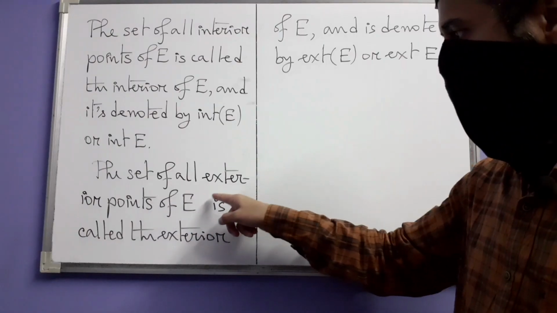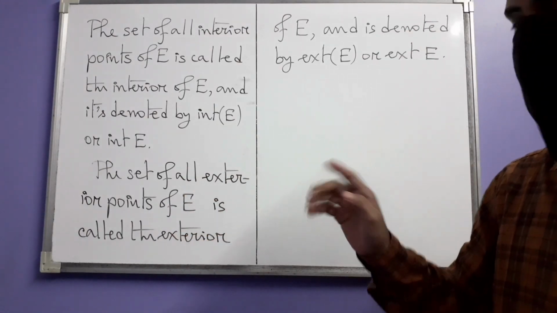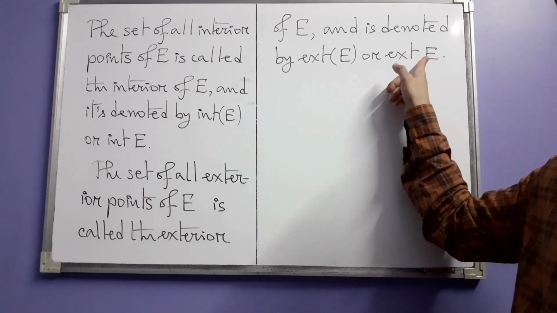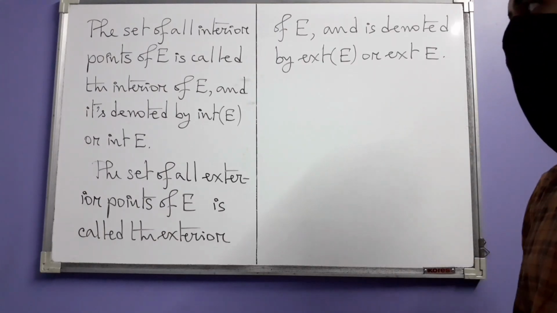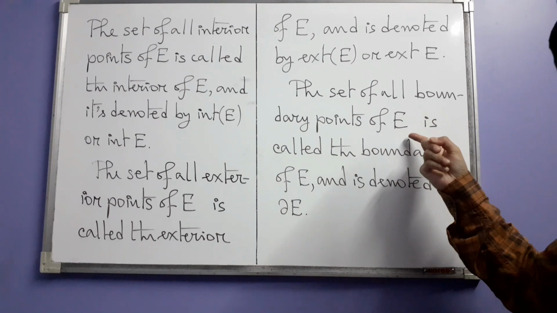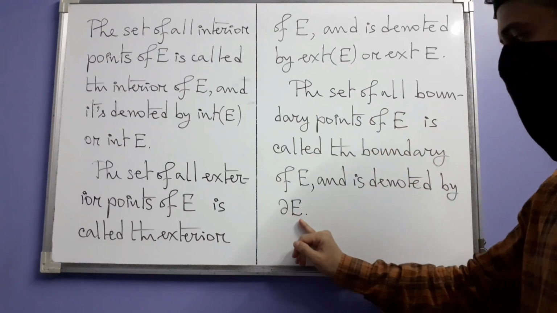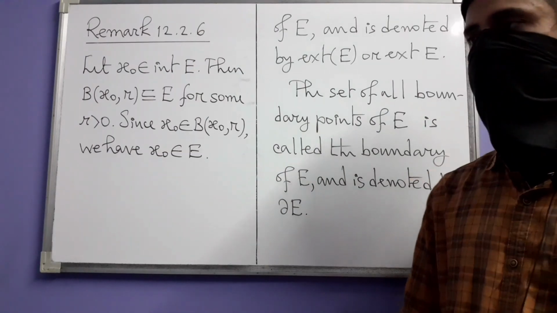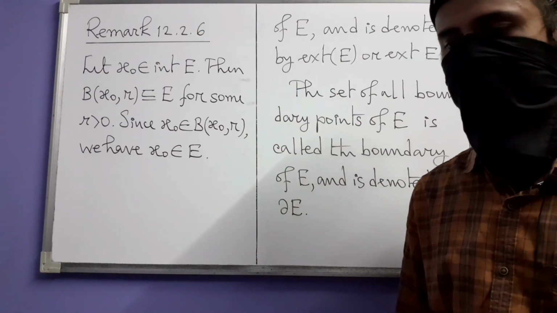Similarly, the set of all exterior points of E is called the exterior of the set E, and it's denoted by ext of E, or like this without using brackets, simply ext followed by E. And finally, the set of all boundary points of E is called the boundary of E, and it's denoted by this notation partial E or del E. So with that definition, next we are going to see this remark.